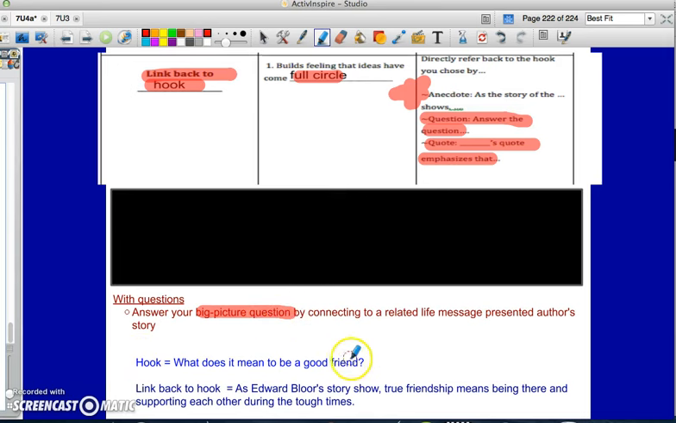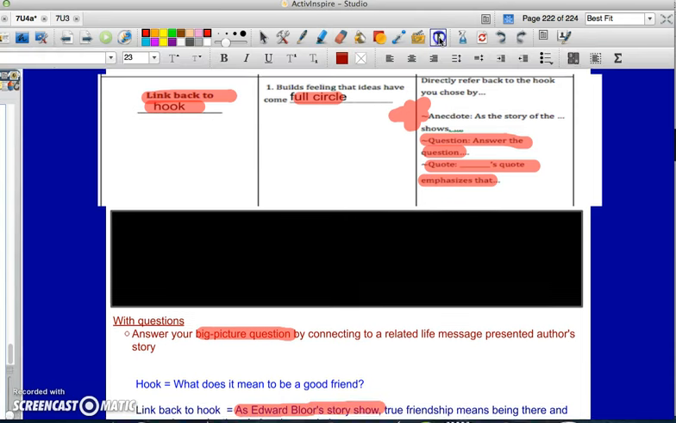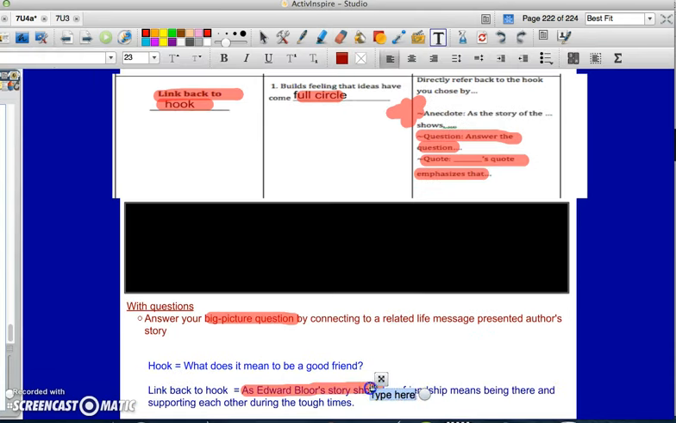So once I've got my big picture question that's related to the topic, I'm going to answer it and link it back to the hook. One sentence starter that you might start off with is, as Edward Bloor's story shows, and that should be a shows, and I'm going to fix that right now. Ooh, shoot. It should be a shows. Sorry. As Edward Bloor's story shows, true friendship means being there and supporting each other during the tough times.